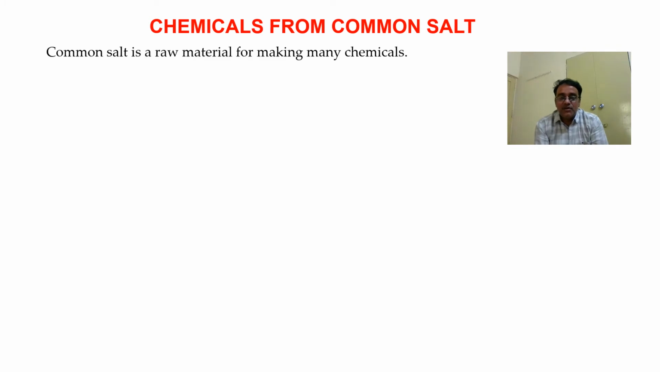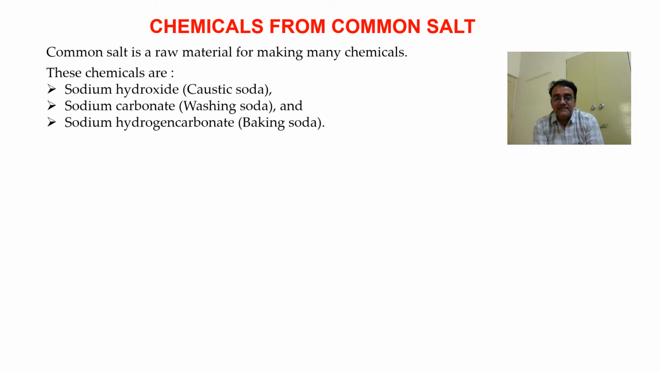The main chemicals are sodium hydroxide, that is caustic soda, sodium carbonate, that is washing soda, and sodium hydrogen carbonate, that is baking soda. We will start with the first, sodium hydroxide. Sodium hydroxide is commonly known as caustic soda. The chemical formula of sodium hydroxide is NaOH. It is a very important basic chemical which is used as a starting material for making many other chemicals also. It is used in many industries and hence produced on a large scale.